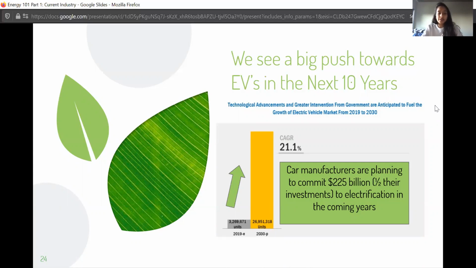So there are favorable government policies and support in terms of subsidies and grants, tax rebates, and other non-financial benefits in the form of carpool lane access, new car registration, and increasing vehicle range, better availability of charging infrastructure, and proactive participation by different automotive OEMs that could drive global electric vehicle sales. And we definitely do see a big push towards EVs in the next 10 years, but there are a lot of different factors we have to consider in how the industry is going to be moving forward. Next slide.